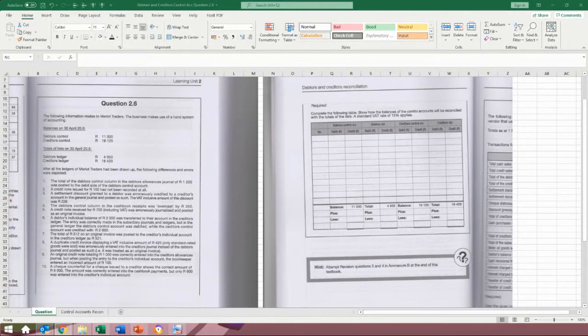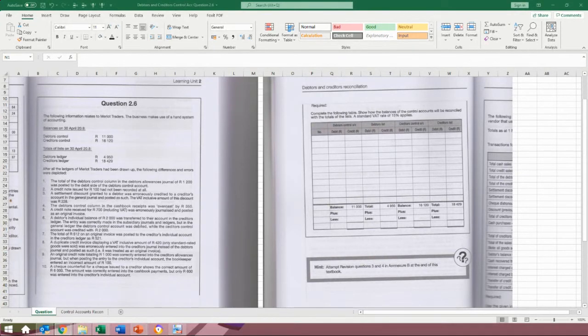Okay, guys, so let's discuss the question. If we look at question 2.6 and the additional information, let's start with point number 1. They tell us the total of the debtors control column in the debtors allowance journal of 1,200 was posted to the debit side of the debtors control account.